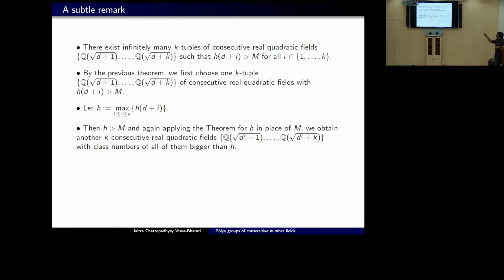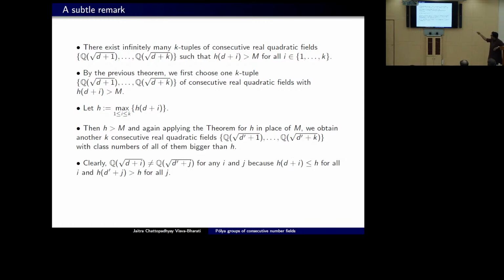Now we repeat the argument for h in place of m. Then there will again be some Q(√(d'+1)) up to Q(√(d'+k)), all of whose class numbers are bigger than h. Now we have to ensure that this family is distinct from the previous family. Why is it distinct? Because the class numbers of these families are all bigger than h, while the class numbers of the former ones are all smaller than or equal to h. Therefore the class numbers do not match, so the fields have to be distinct.